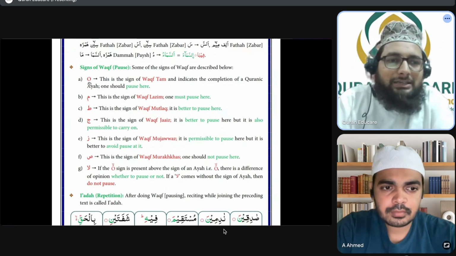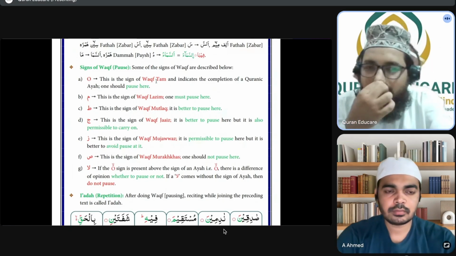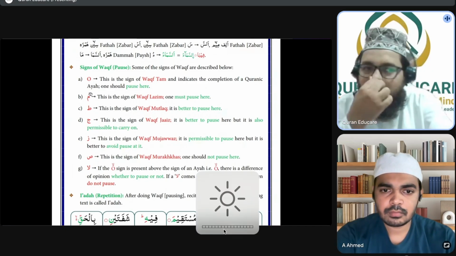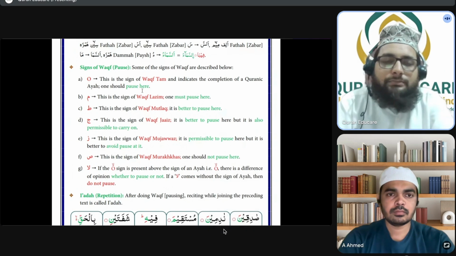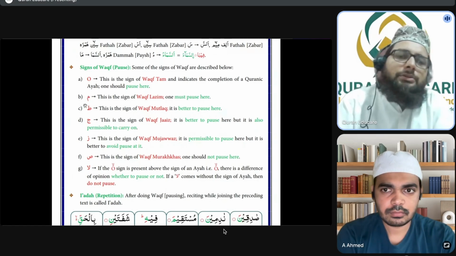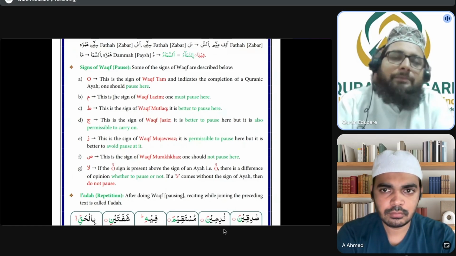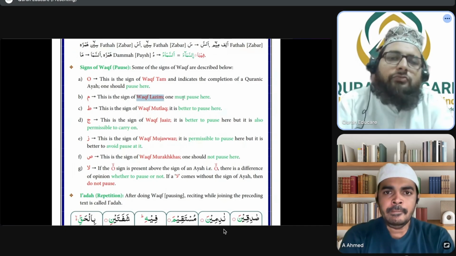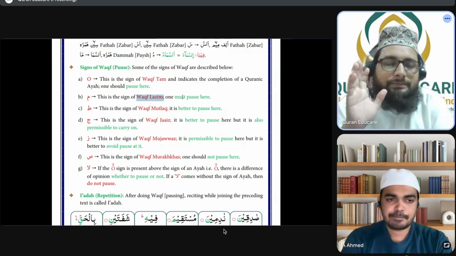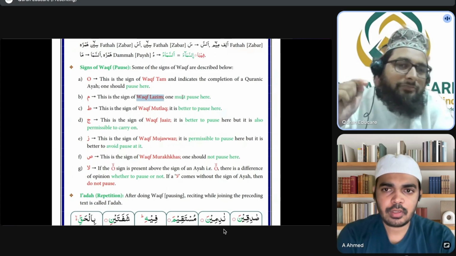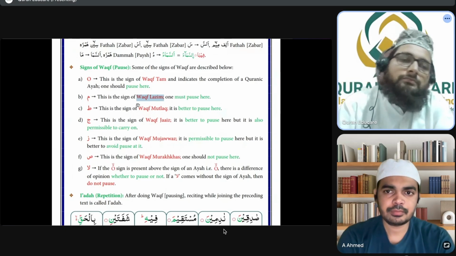So it's a circle sign. This is a sign of waqf tam and indicates the completion of the Quranic verse, ayah. One should pause here. Number two is meem. This is a sign of waqf lazim. Whenever we are reading and a meem sign comes in the middle of the ayah, we must pause here. It is a waqf lazim. Lazim means necessary. Waqf means stop.